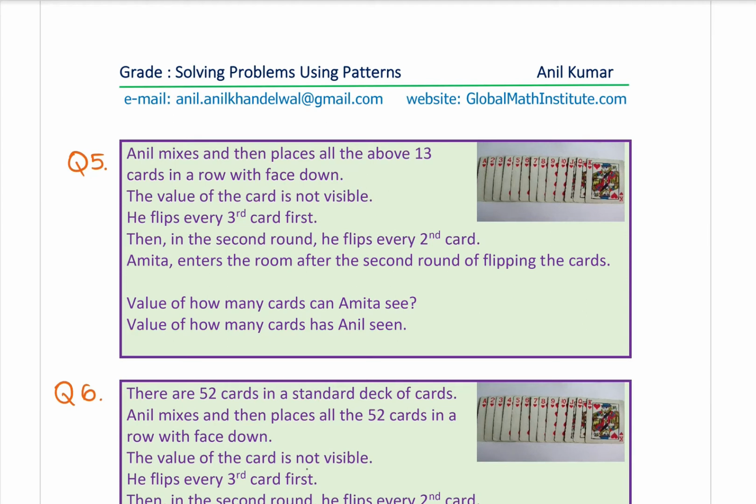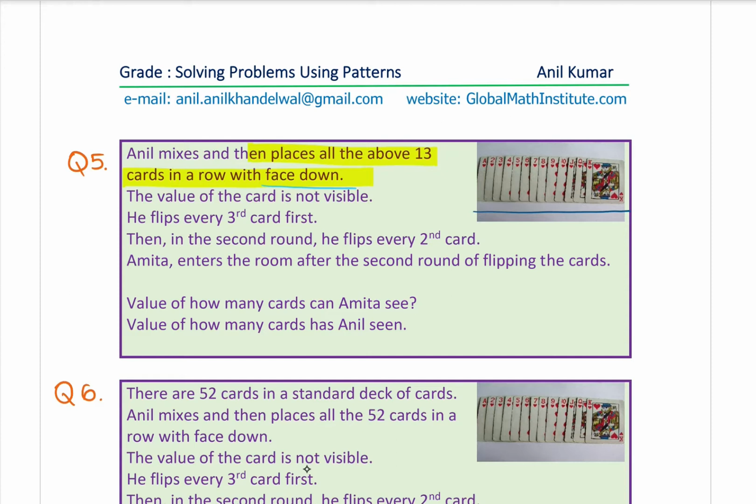Now these are based on playing cards. Anil mixes and then places all the above 13 cards in a row with face down. So we have these cards with us. We have selected the cards of the suit of hearts. A is 1, and then 2, 3, 4, 5, 6, 7, 8, 9, 10, Jack, Queen, and King. These are the 13 cards. So Anil mixes, then places all the 13 cards in a row with face down, right? So when we have face down, you cannot read the card. So the number is hidden. The value of the card is not visible.